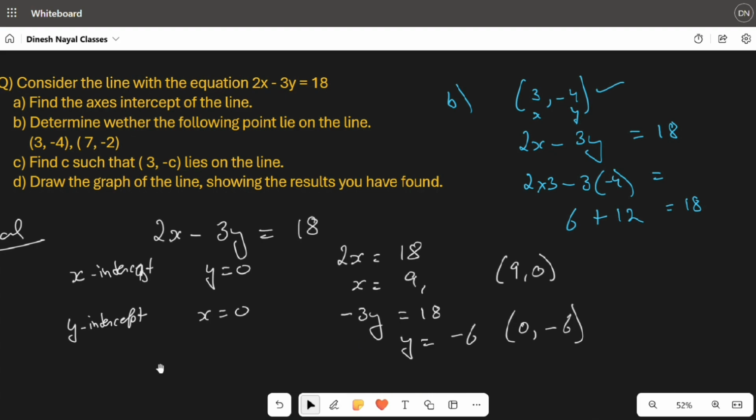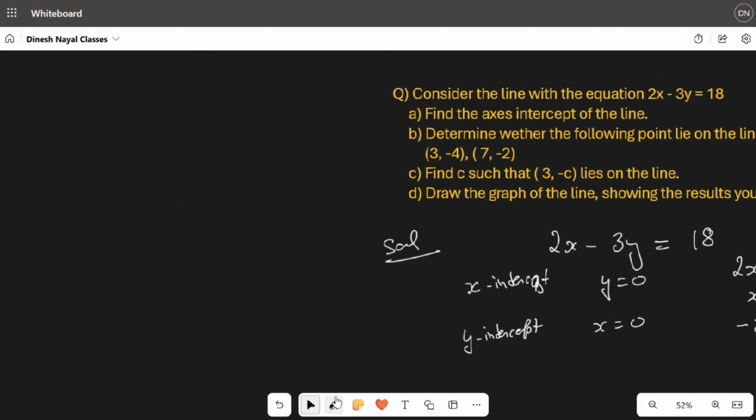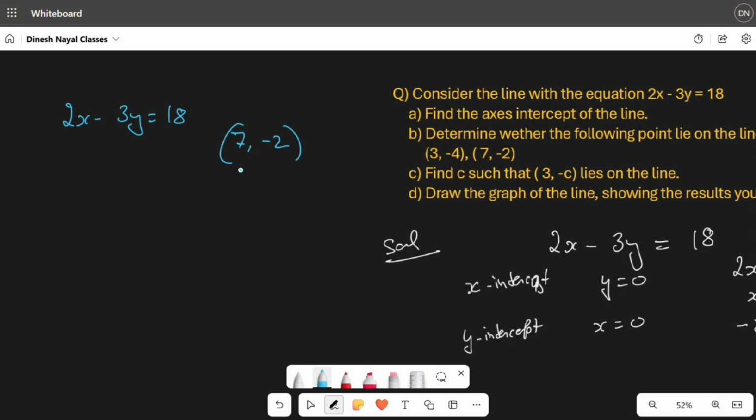Now 7 comma minus 2, okay, let's do it over here. 7 comma minus 2, the equation is 2x minus 3y equals 18, and you have to substitute 7 comma minus 2. So substitute x as 7, y as minus 2, and that should be equals to 18. If it is equals to 18, then this point lies on this line. So 2 times 7 minus 3 times minus 2. Okay, so 7 into 2 is 14 and this is plus 6. Now 14 plus 6 is actually 20. So this point doesn't lie on the given line. So 7 comma minus 2 doesn't lie on the given line.